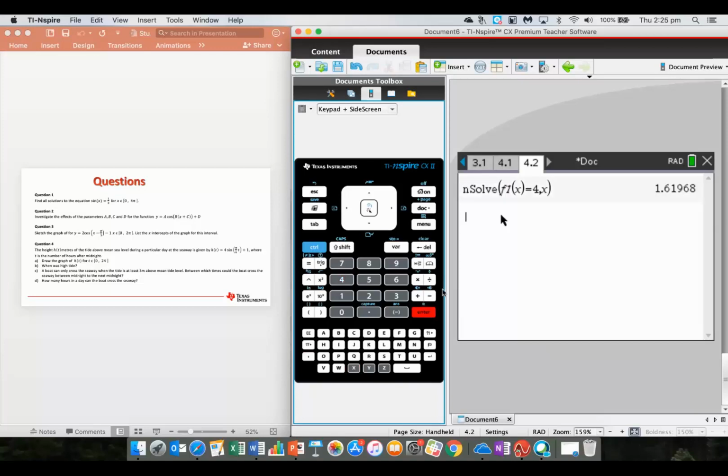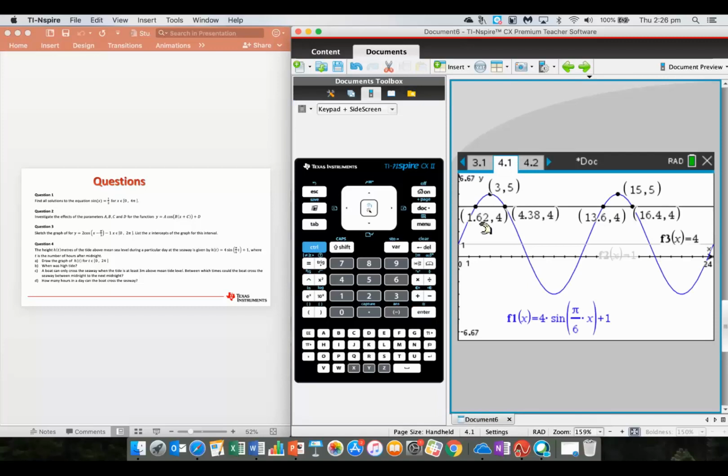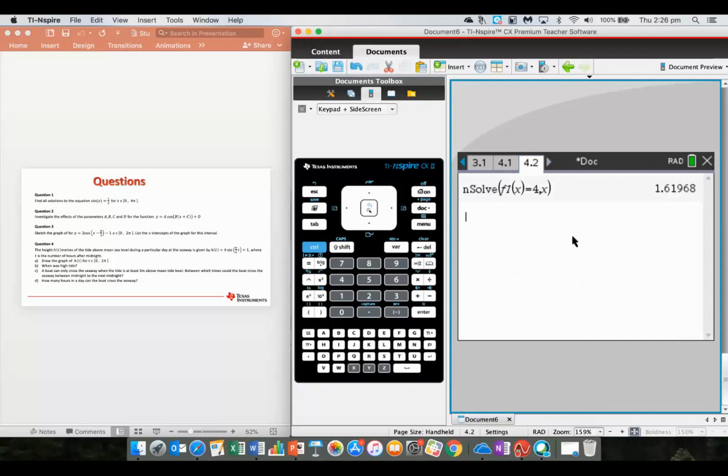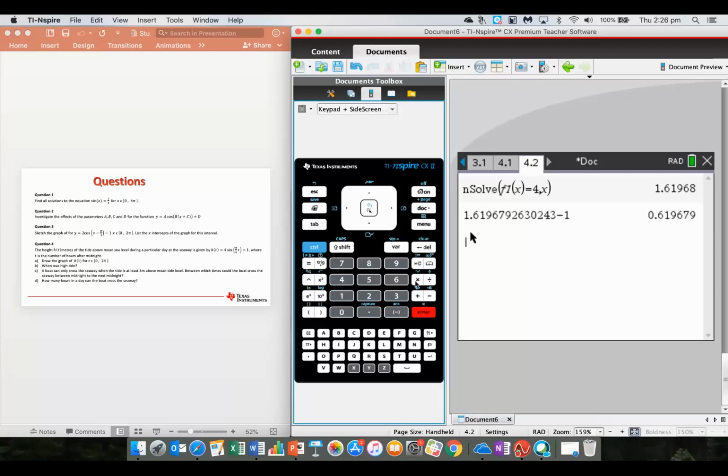1.619, let's check if that's correct. So it's given me only one solution, or that certainly is the first solution. So 1.61968. In order to convert this into time in hours and minutes, I'm going to subtract 1 to get rid of the hours and multiply the decimal by 60. So that's really 37 minutes. So the first time the boat can cross the seaway is at 1:37 a.m.